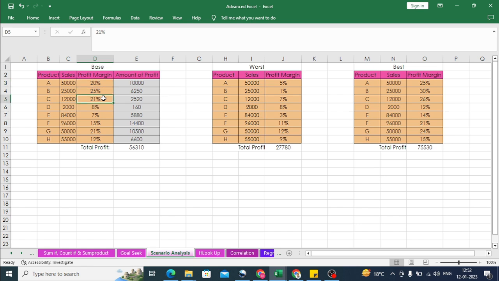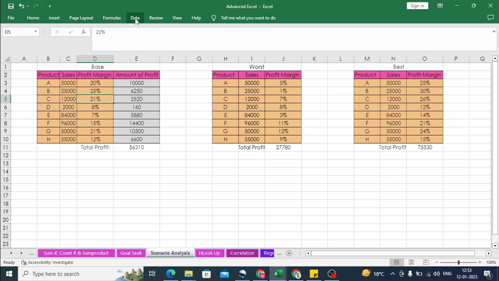So now the company wants to know how much total profit it will make in the coming year if there are changes in profit margin, right? If you are supposed to change these profit margins of the worst case scenario and also the best case scenario, then what will be the total profit in that case? This can be calculated very easily with the help of scenario analysis. So let's begin the exercise of scenario analysis.